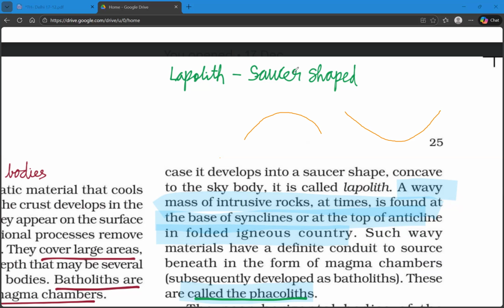A wavy mass of intrusive rocks is at times found at the base of synclines or at the top of anticlines in folded igneous country. So this is the phacolith. Such wavy materials have a definite conduit to a source beneath in the form of magma chambers. These are called phacoliths. So the laccolith is dome-shaped, the lapolith is saucer-shaped or concave to the sky, whereas the phacolith is wavy-shaped.